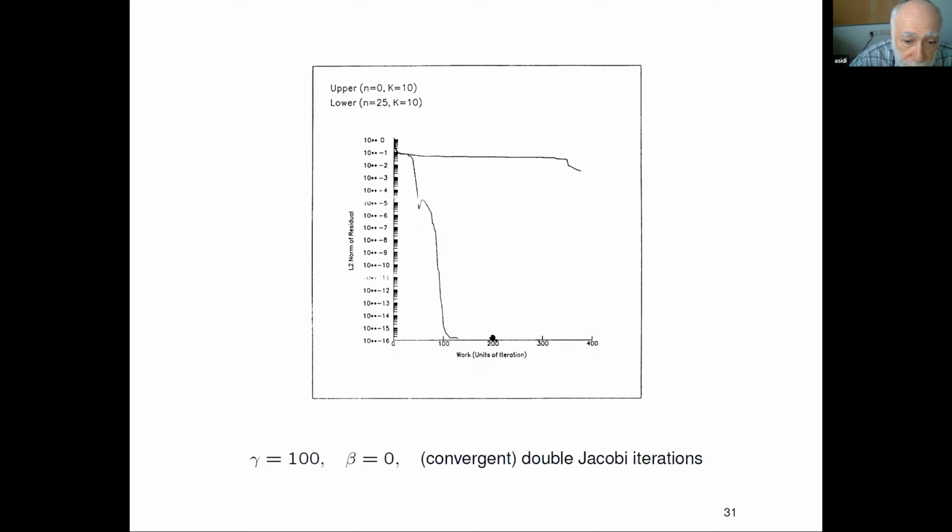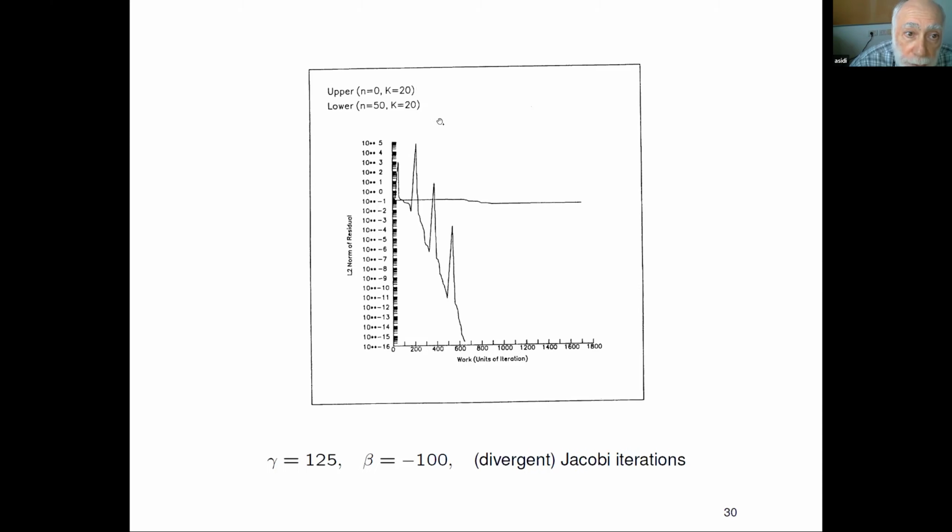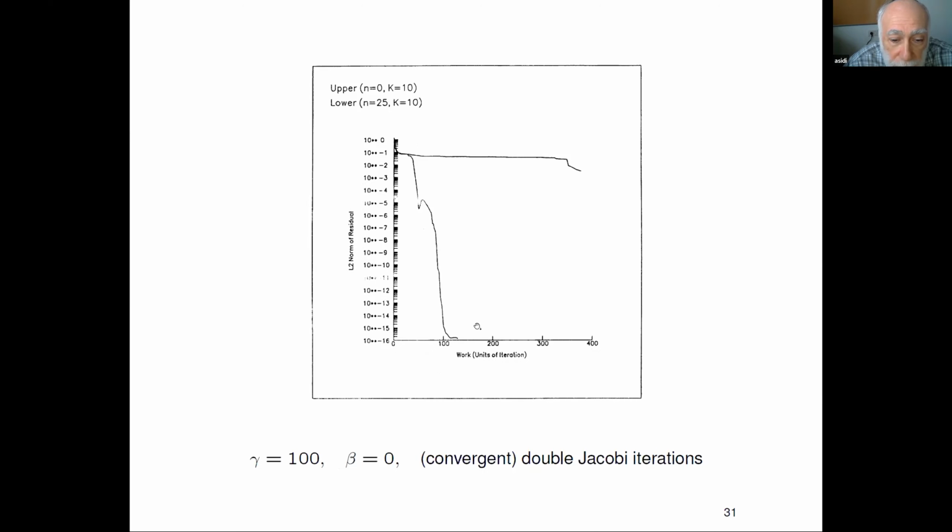Here we have another one. This is a double Jacobi iteration. This has the advantage that when you take double iterations, you may also decrease k by a factor of 2. See the previous slide, I had n equals 20 and k equals 20. Now I have here n equals 10 and k equals 10.